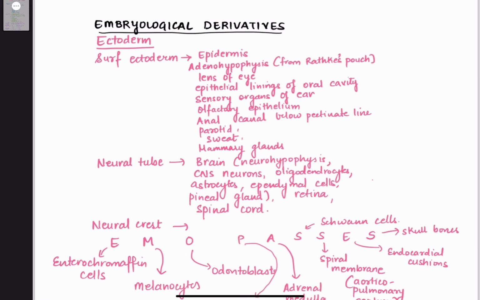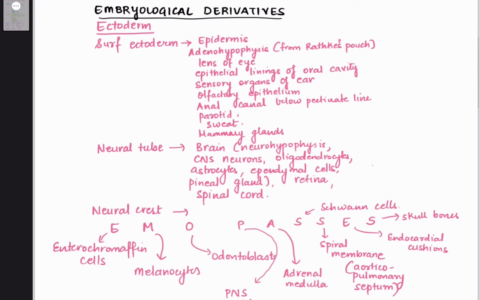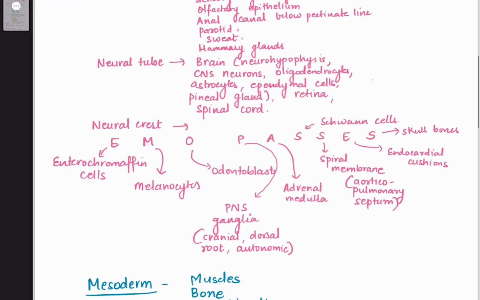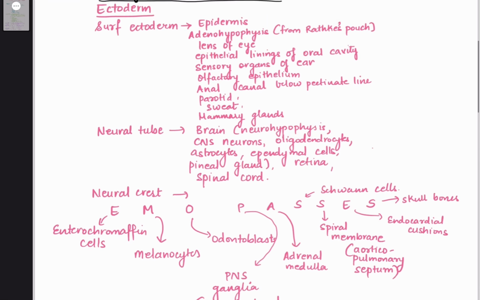Derivatives of ectoderm. Now in ectoderm we have surface ectoderm, neural tube and neural crest. So these are the three main subtypes. Talking about the entire embryology involving how these structures are formed, that is a different topic, and it is one of the topics in embryology. But right now we are just focusing on the derivatives.